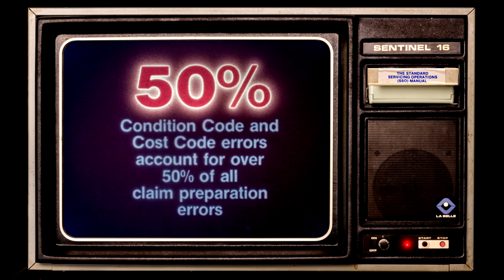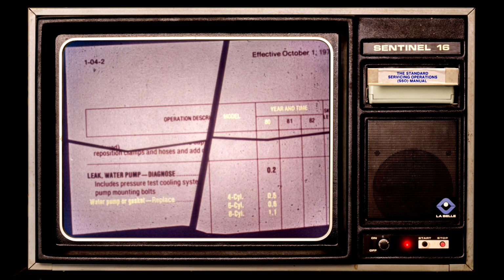Here's an interesting statistic. Condition code and cost code errors account for over 50% of all warranty claim preparation errors. So be sure to enter the correct codes on all claim forms so they can be processed the first time they're submitted. The model column will indicate if the repair time allowances vary for different models.